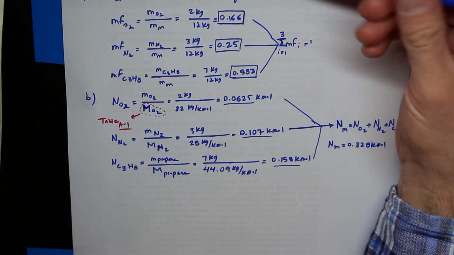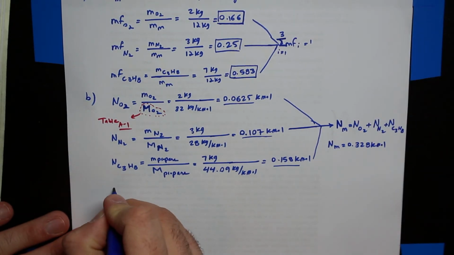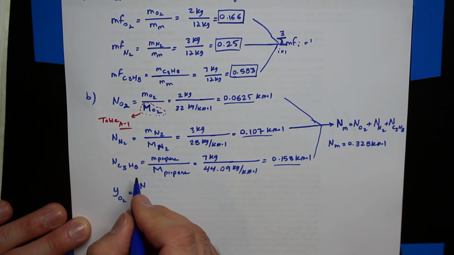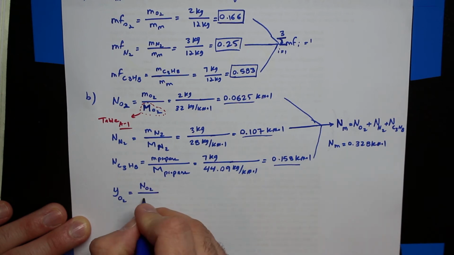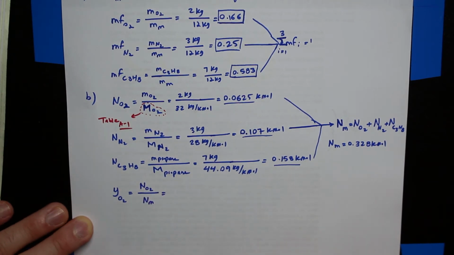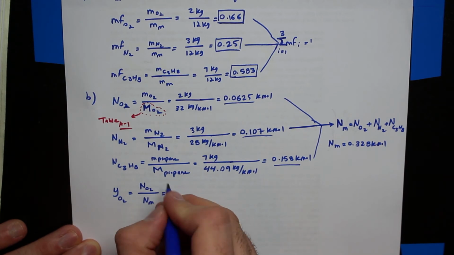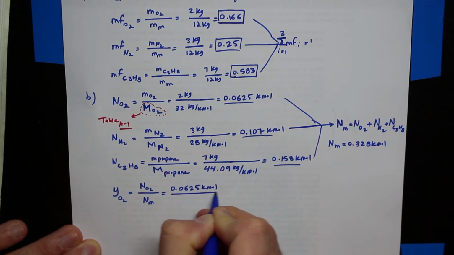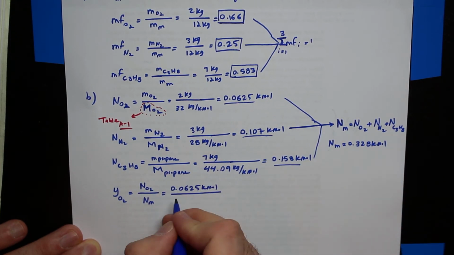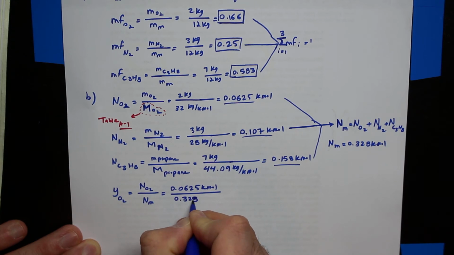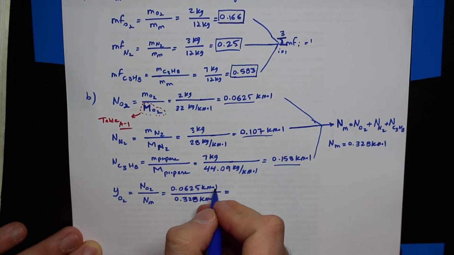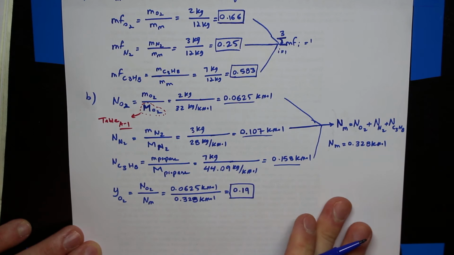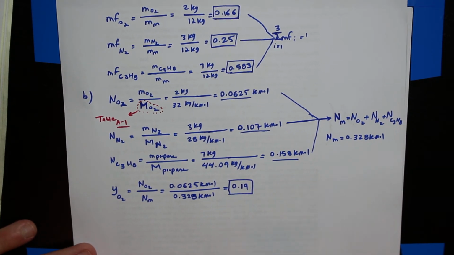So I'm looking for mole fraction in part B. Mole fraction, we show that with Y. The mole fraction of oxygen is the number of moles in oxygen divided by the total number of moles we have in the system. That will be 0.0625 kilomole, divided by this number, the total number of moles that we have. That ratio is 0.19. So this is one of the answers in part B. This is the mole fraction for oxygen.